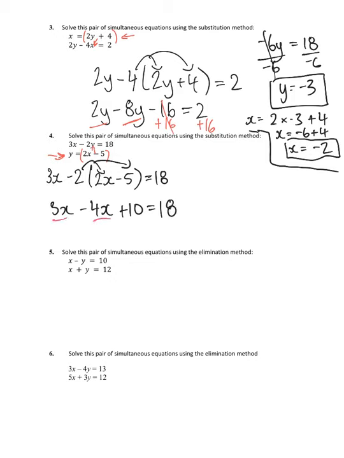Okay, again, I can collect the like terms. So I've got 3 take 4x. So that's going to leave me with negative x. Okay, and if you wanted to do two things at once, you're also going to take this 10 to the other side. All right, so 18 take 10. It's going to be 8.